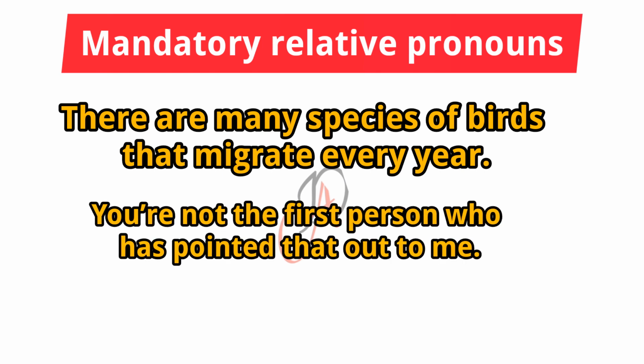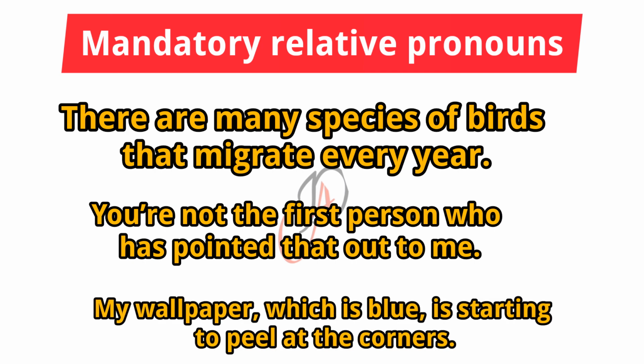Let's move to the second example. You are not the first person who has pointed that out to me. Here also, the relative pronoun who is mandatory. And let's see the last example. My wallpaper, which is blue, is starting to peel at the corners. When you look at this example also, the relative pronoun which is mandatory because without this relative pronoun, we cannot make the sentence complete and meaningful.